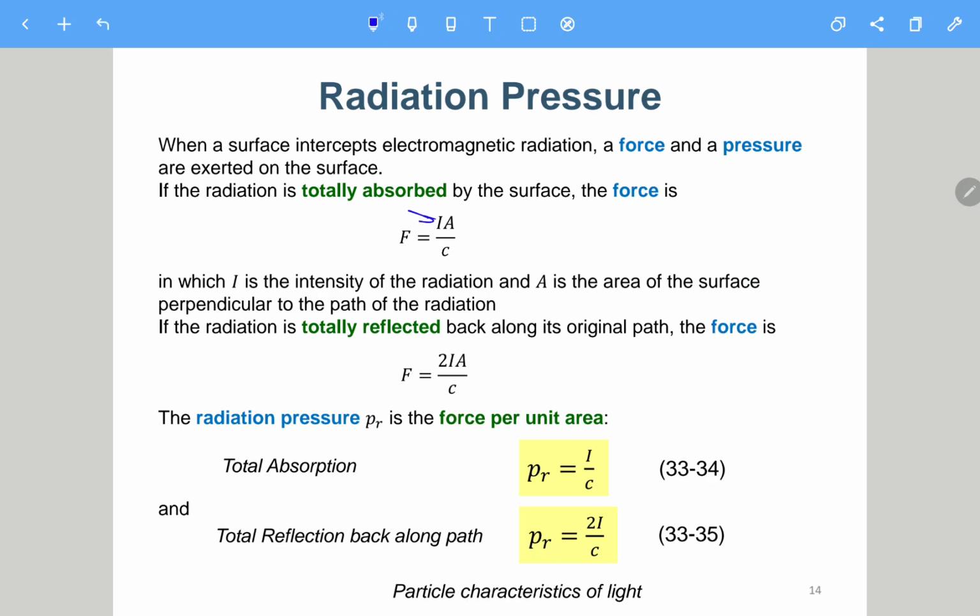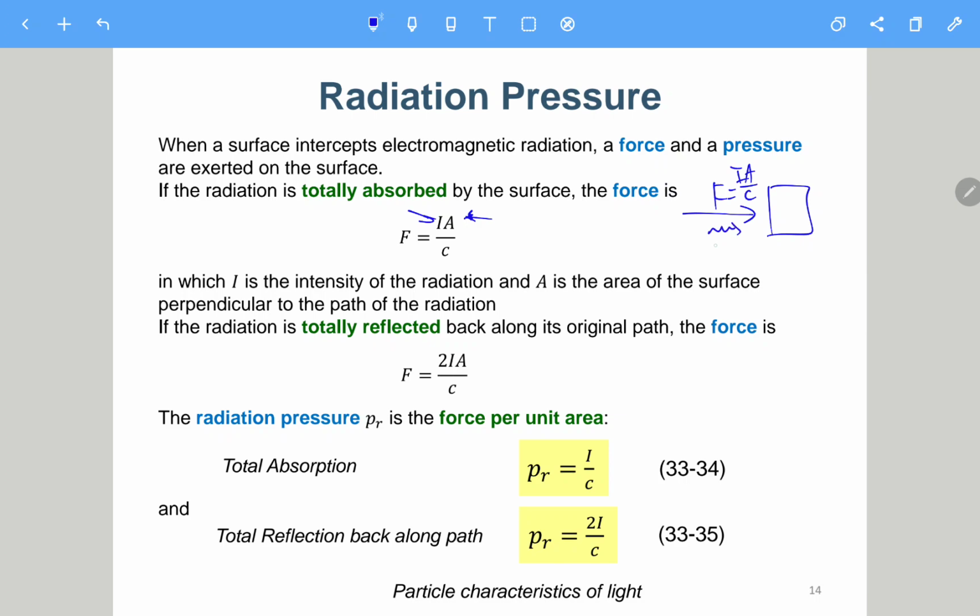So it is of course proportional to the intensity of the light, and also proportional to the area, because if you have a larger area, then you feel larger force, and then all over C. For the second case, if the radiation is totally reflected back along its original path, the force is 2 times larger, because you can imagine if this is the object, this is the force, F equals IA over C.